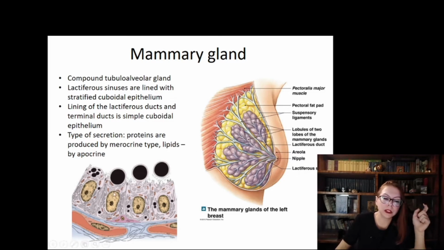And what is interesting is that here cells have two types of secretion simultaneously. Lipids are produced in the form of apocrine secretion when the apical part of the cell is destroyed, while proteins are produced by the merocrine type. So two types are together present here. In detail, cyclic changes of the mammary gland and the regulation of its activity by different hormones we will discuss in the topic female reproductive system.